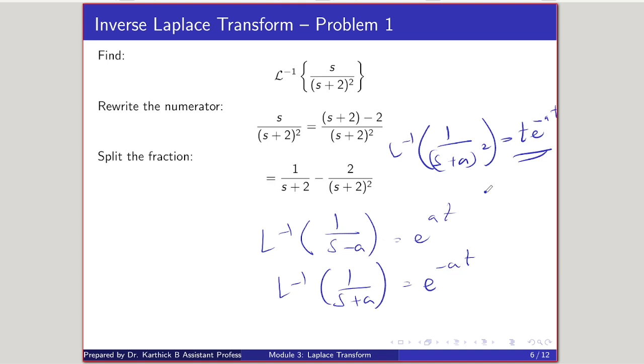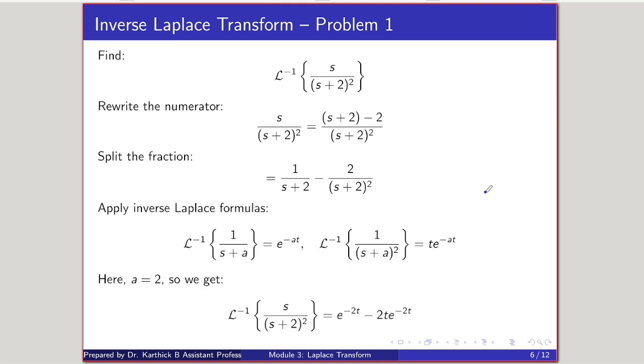If I rewrite the given expression in this form, it will be easier to use the Laplace inverse formula. On the next step, I am using the Laplace inverse of 1 by s plus a, which can be written as e power minus at. The Laplace inverse of 1 by s plus a whole square is t e power minus at. Here a will be 2. Finally, here we can find the solution. It will be a subtraction.